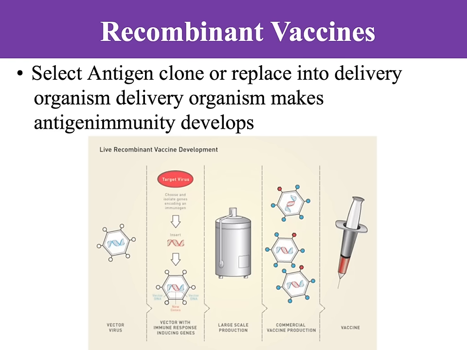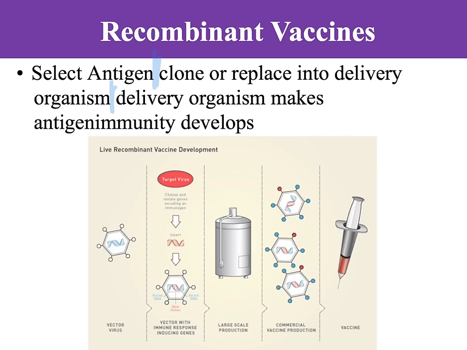Okay, so the final vaccine type that I want to talk about are recombinant vaccines. These are very much like DNA vaccines, quite novel in nature. They're very smartly designed, so to speak, as opposed to the old way of making vaccines, which is sometimes colloquially referred to as "kill it and fill it." These are going to work very much the same way, where you select an antigen based on those same factors. You clone it into a delivery organism, or you replace the delivery organism's analogous gene.